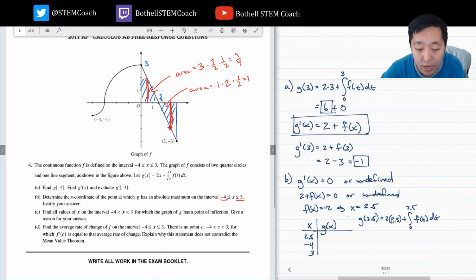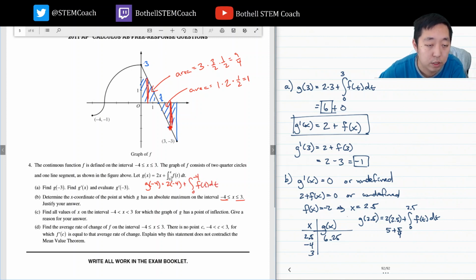5/4 plus 5. So this is 5 plus 5 over 4. Let's call this just 1.25. So this would be 6.25. So at negative 4, this is super tedious, I know. Let's look at g of negative 4, which is 2 times negative 4 plus the integral from 0 to negative 4 of f of t dt. So I need some more areas.